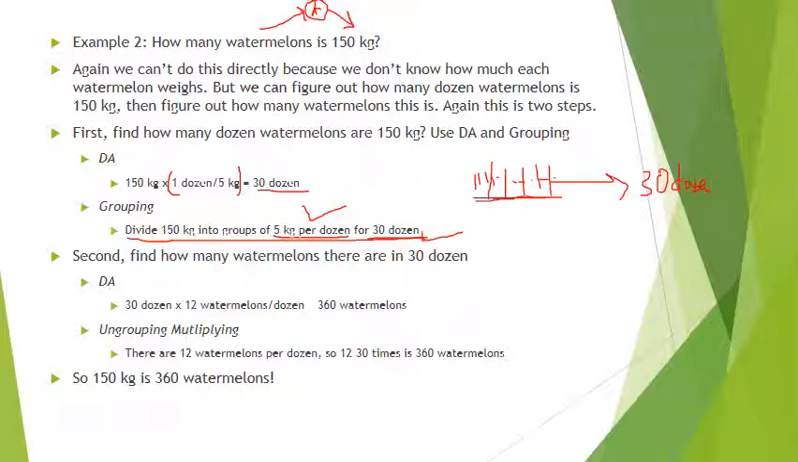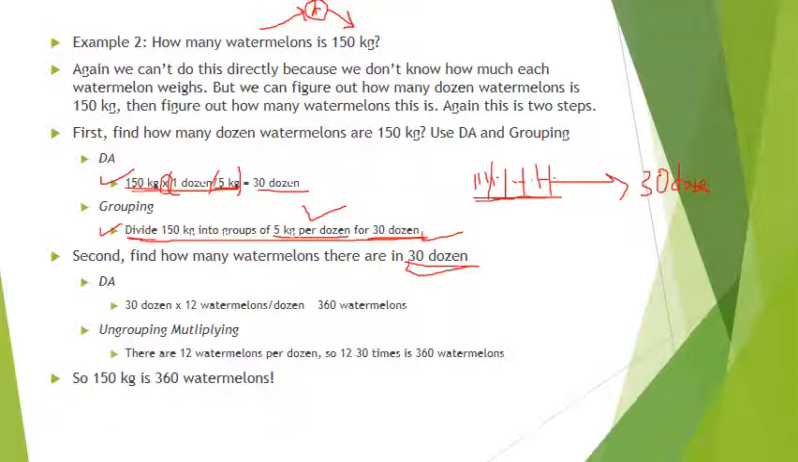Basically, what you're doing in dimensional analysis is taking 150 and dividing it by 5 kilograms. Even though it looks like you're multiplying, you just take 150 times 1 dozen divided by 5 kilograms. So you're taking 150 divided by 5. This is a division problem, and that's what we're doing in grouping as well. But this actually uses the word divide, and it makes sense because you're dividing up into groups. So you have 30 dozen.